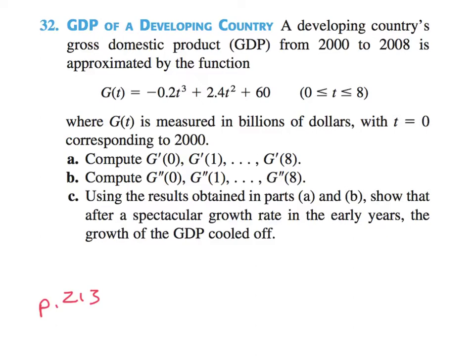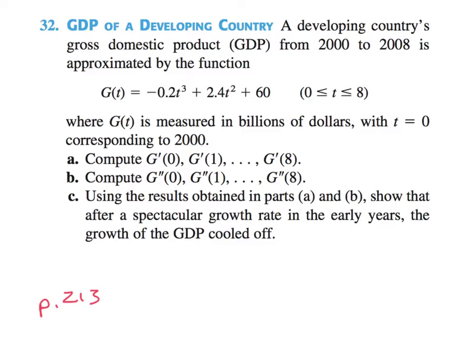to 2008 is approximated by the function g of t equals negative 0.2 t cubed plus 2.4 t squared plus 60. And again, t is going from 0 to 8, the last digit of its year. G is measured in billions of dollars, and t equals 0 corresponds to the year 2000. Our job is to compute the rate of change, G prime, for each year.